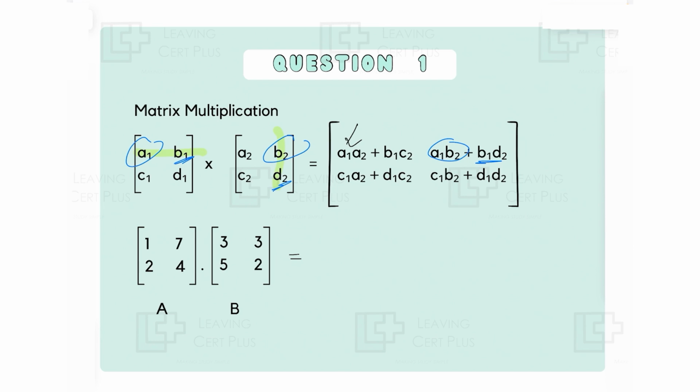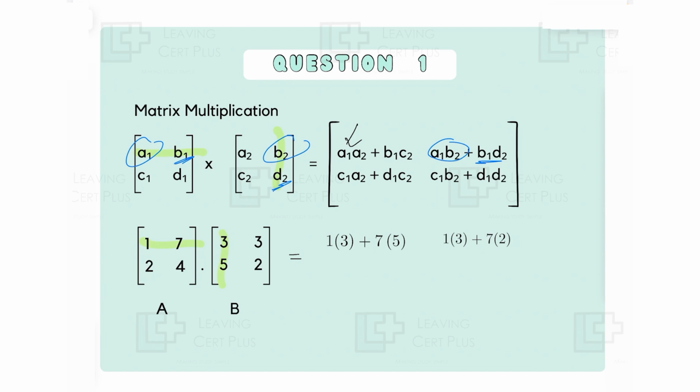So let's look at this example here. I've got matrix A, which is 1, 7, 2, 4. I've got a matrix B with 3, 3, 5, 2, and I want to multiply them together. So we're going to go row by column. And if I do that, I've got 1 times 3 plus 7 times 5. And then we go row by column again. So I'm going to have my 1 and 7, and my next column is 3, 2. So I've got 1 times 3 plus 7 times 2. And this is all we do over and over again anytime we're multiplying matrices, no matter how big they are.